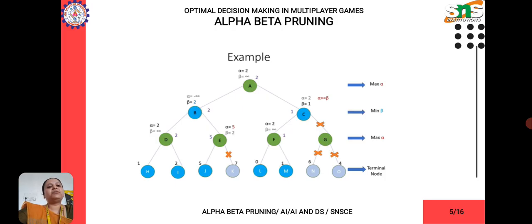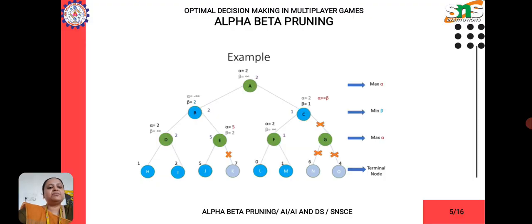Now when you backtrack again, the alpha value will be minus infinity and the beta value will be 2. Now again you will go to the node called A. You will be assigning the value of alpha equal to 2. Why? Because you have two nodes called B and C. When you compare these two nodes, you have only one value, which is 2. So you will be assigning the alpha value as 2 and the beta value equal to infinity.